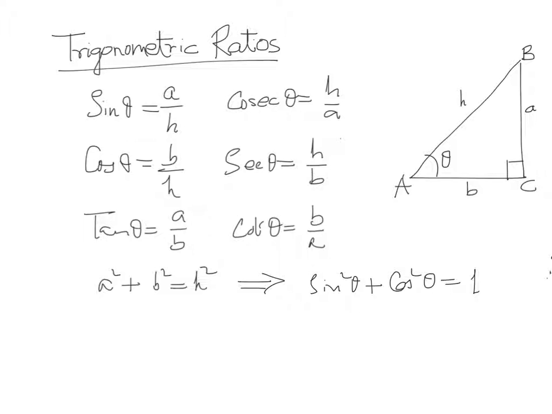And if we divide both the sides by B squared, let's see what it will become. So it will be (A by B) whole squared, which is tan squared theta, plus (B by B) whole squared, which is 1, is equal to (H by B) whole squared, which is sec squared theta.